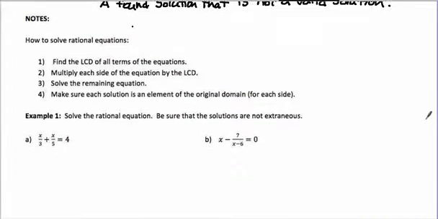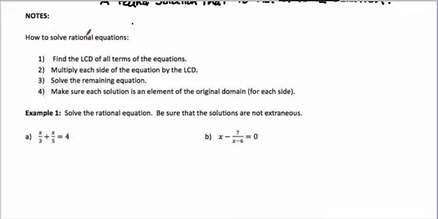Okay, find the LCD of all the terms in the equation. This is how we're going to solve rational equations. Multiply each side of the equation by the lowest common denominator, solve the remaining equation, and make sure each solution is an element of the original domain.